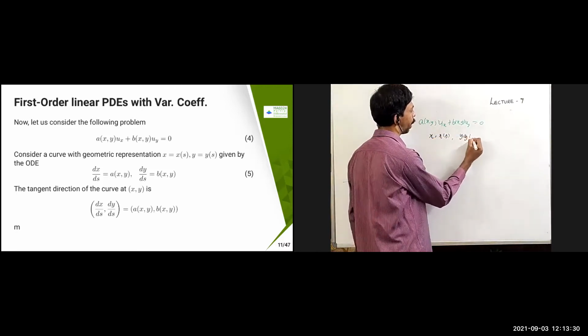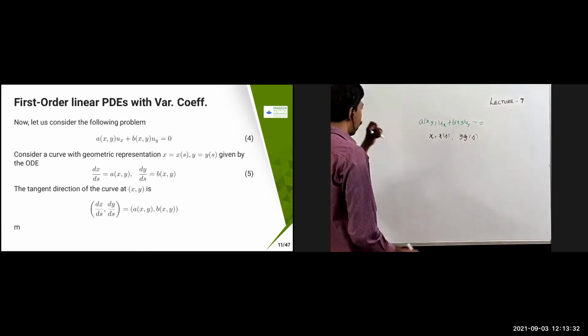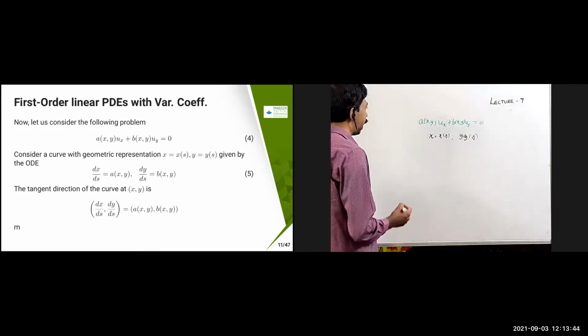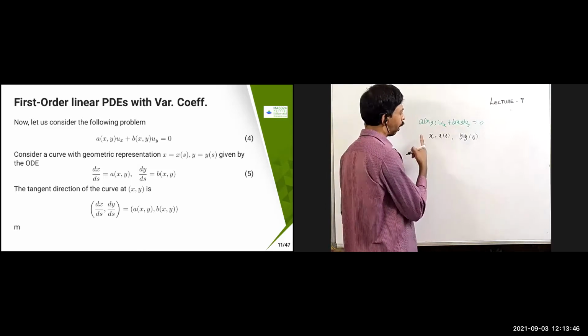Okay, which is a parametric family I'm going to take. So if (x, y) is there, I'm just going to take x as a function of some s, where s is a parameter, and y is another function of s, which is a parameter. S is a parameter. Then what I can do is I'm just going to find the ODE problem.